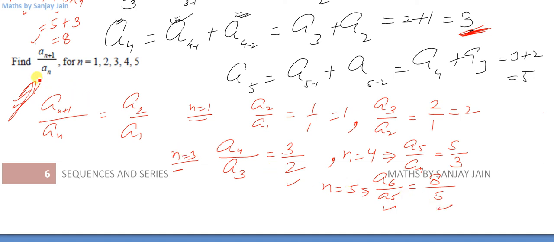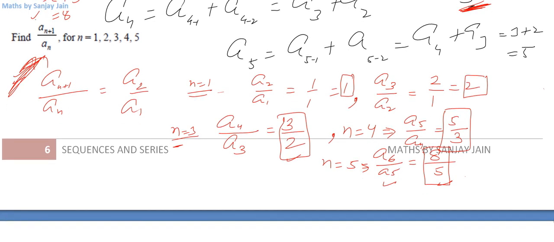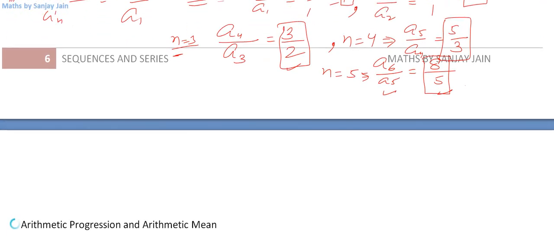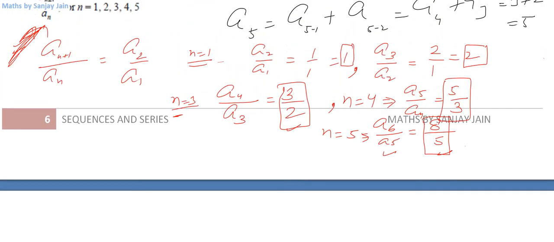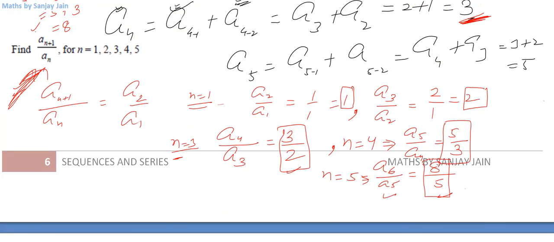I have found the value of this expression for n equal to 1, 2, 3, 4 and 5. For n equal to 1, it is 1. For n equal to 2, it is 2. For n equal to 3, it is 3 by 2. For n equal to 4, it is 5 by 3. For n equal to 5, it is 8 by 5. So these are the values. I hope you got this question. Okay. So this was about this first exercise here. This was a pretty simple exercise. I hope you are comfortable in doing all of these questions.